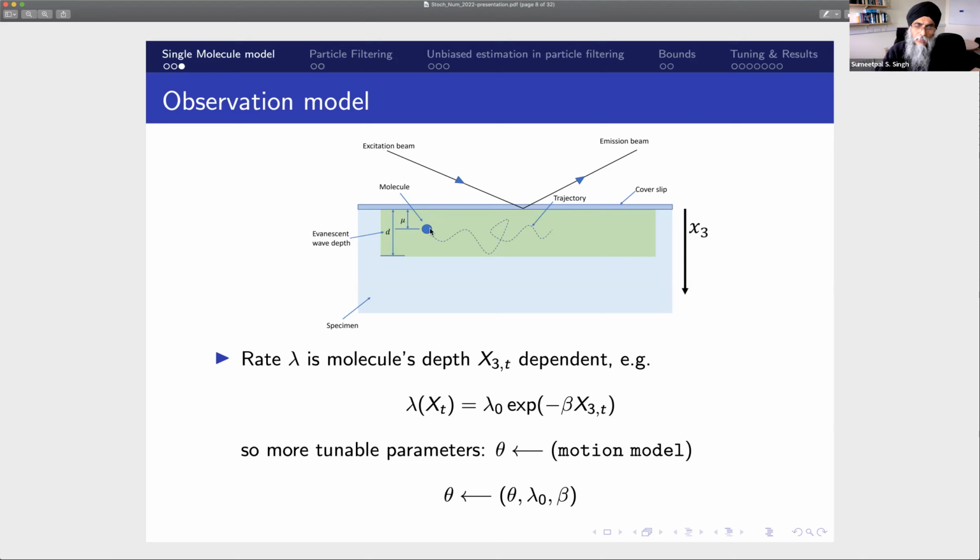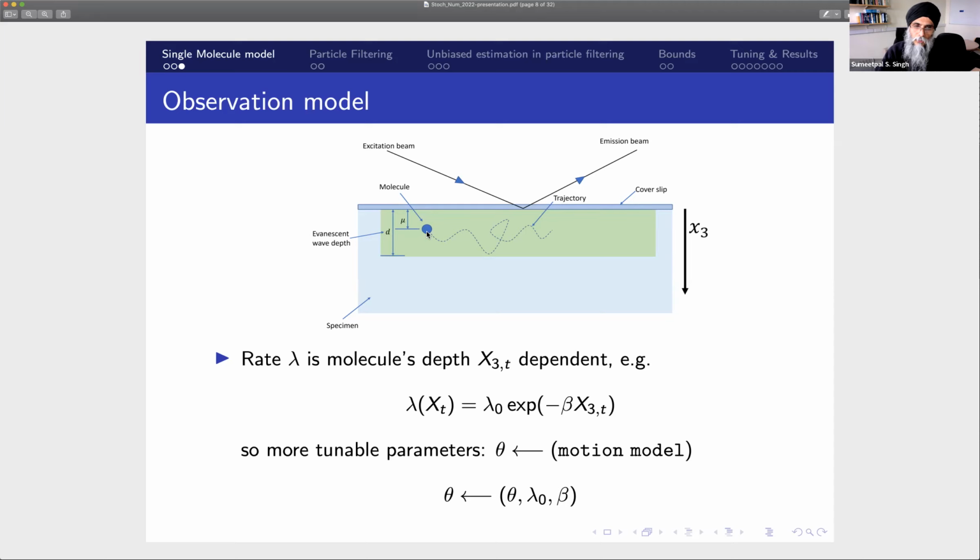And these molecules are excited to fluoresce. Every time they fluoresce, they create an observation. So how does this fluorescing process work? Essentially, they excite the molecule with a laser, and the laser undergoes total internal reflection here. But still, there is an evanescent field that is created, and that field penetrates into the depth of the sample, but decays exponentially in depth.